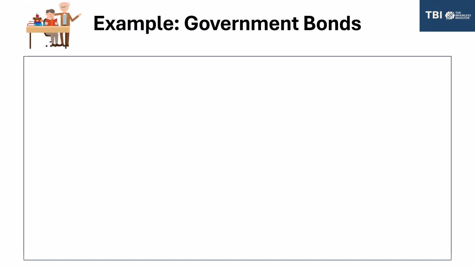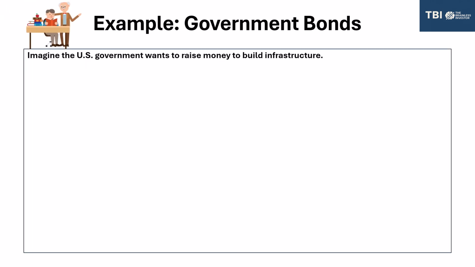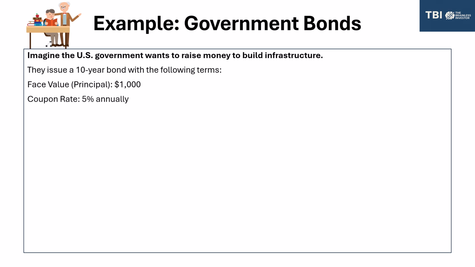Before we end this video, let's look at an example of government bonds. Imagine the US government wants to raise money to build infrastructure. They issue a 10-year bond with the following terms. Face value, also known as principal, 1,000 US dollars. Coupon rate is 5% annually. Maturity date is 10 years.